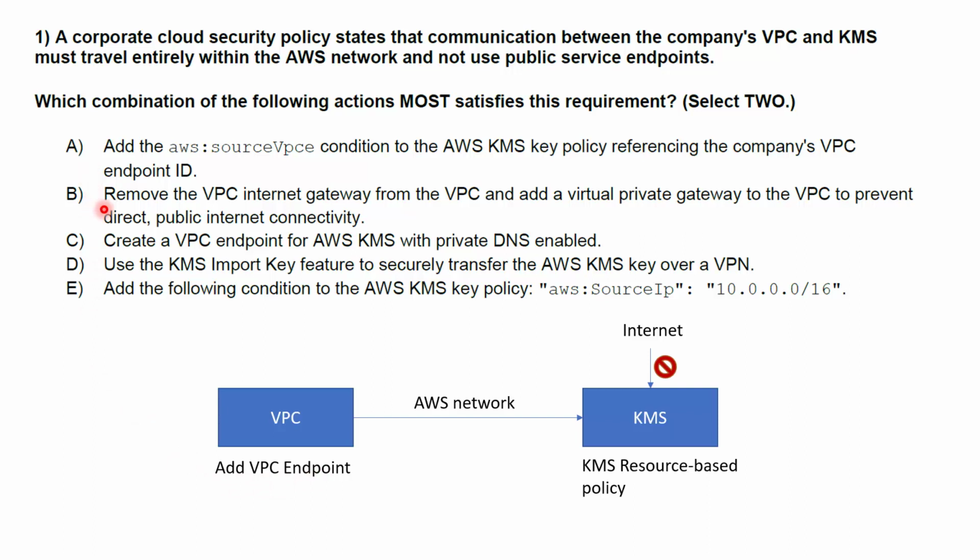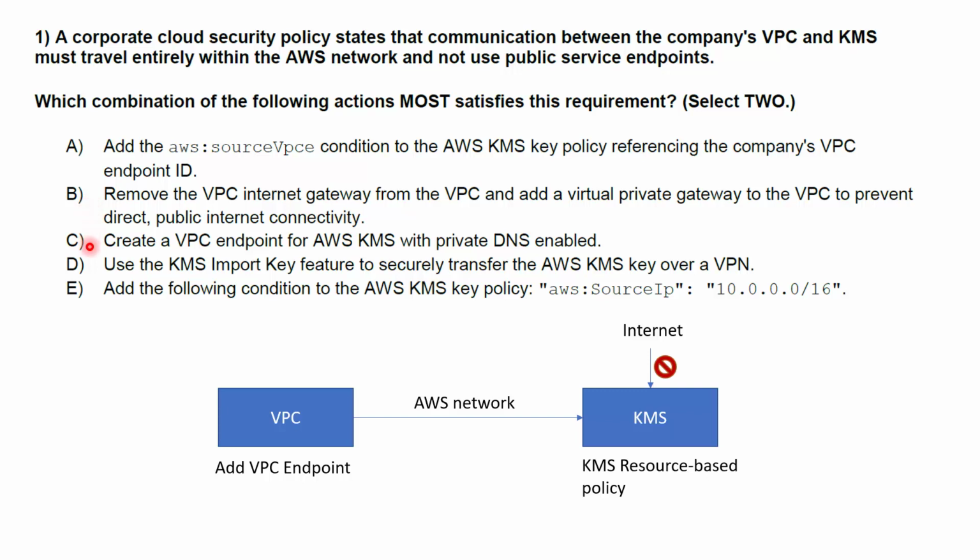Choice B talks about removing the VPC Internet Gateway and adding a virtual private gateway to the VPC. Now, if you recall, the question states that we need to keep only the KMS communication private. I feel we don't need to remove the Internet Gateway because other servers in the VPC could need Internet connectivity. Also, a virtual private gateway is used for VPN connection in a hybrid infrastructure, which is not applicable here. So we can eliminate choice B.